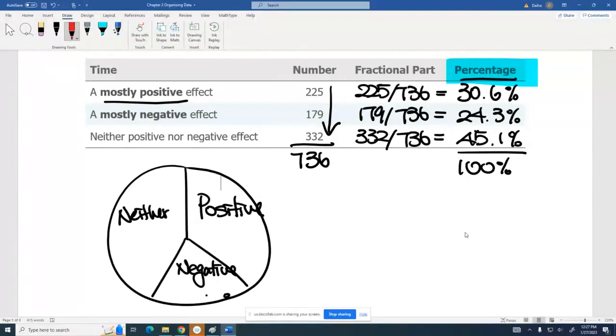Organizing the data, right? Remember the title, chapter 2, organizing and summarizing, picturing the data, showing the shape of the distribution. Which one is the most, which one is the least, and what is the next?